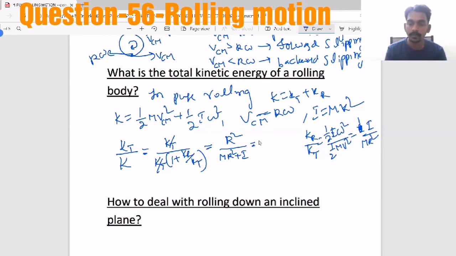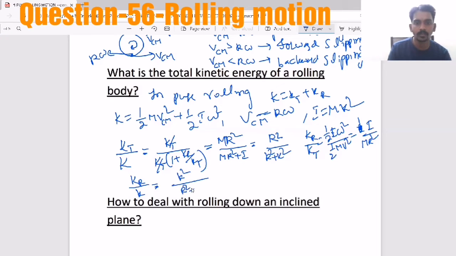Or else I equal to m k square. If you substitute, the value will become r square by r square plus k square. Similarly, fraction of total energy equal to rotational kinetic energy means k square by r square plus k square, or I by I plus m r square, anything.